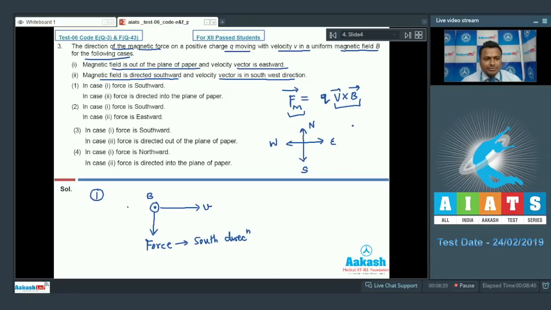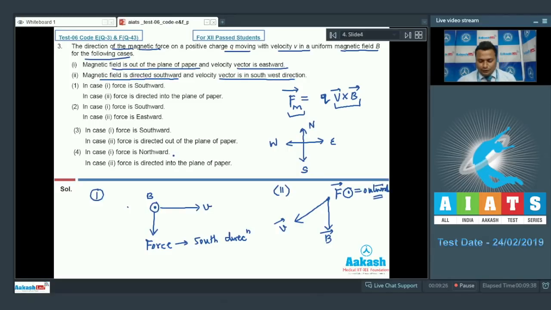Now let us discuss case number 2. In case number 2, the magnetic field is directed southward. So here is the magnetic field. And the velocity vector is in the southwest direction, meaning in the middle of south and west both. So this is the velocity vector. Now doing V cross B gives you the direction of force. If you do the cross product of V cross B, we will get the force direction, that is perpendicularly outward to the plane of paper. So the force is outward for the second case.